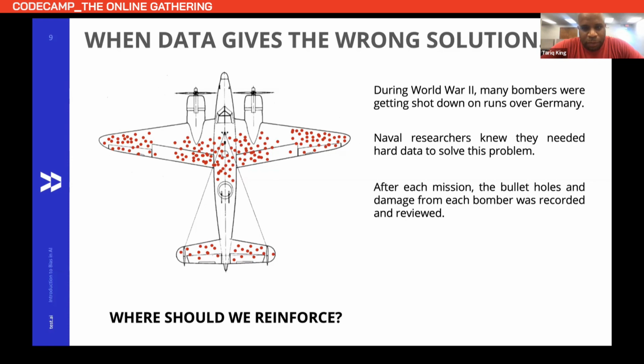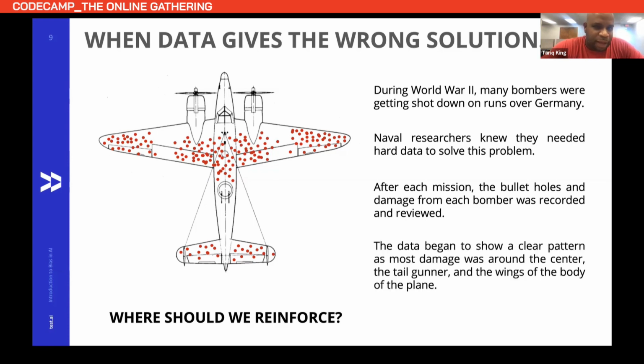And in collecting this, the data that they had was very clear, right? This is a clear pattern that we see. A lot of the damage is around the center here. There's damage around the tail gunner, and then there's damage on the wing. So they said, this is where we should reinforce, right? We should definitely reinforce these areas, and we'll have a better outcome, right? And this is a really clear case of when data gives us the wrong solution.